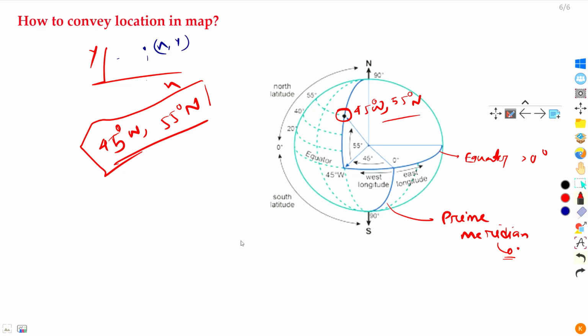Okay, I think you all understand how to convey location in a map, and what is latitude, what is longitude, all those things.